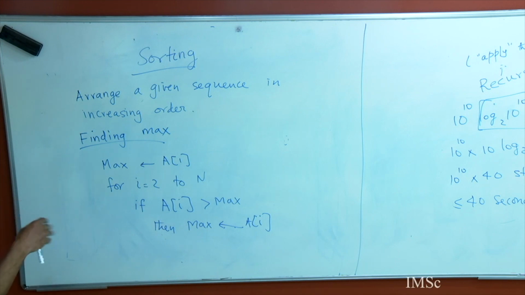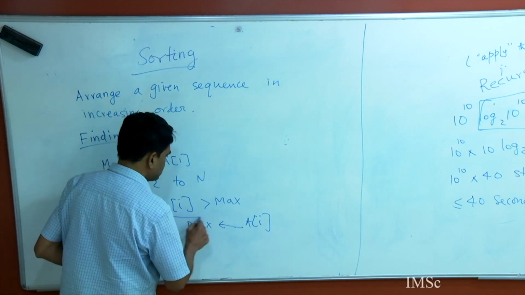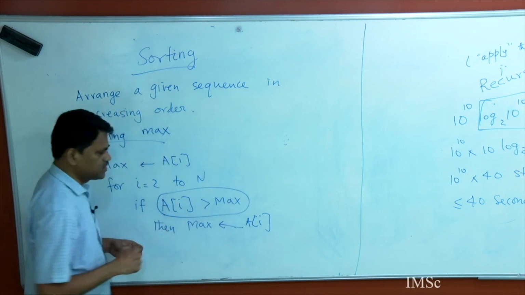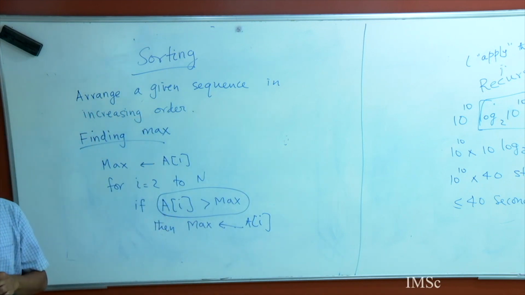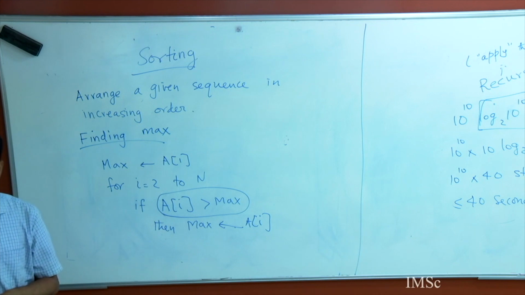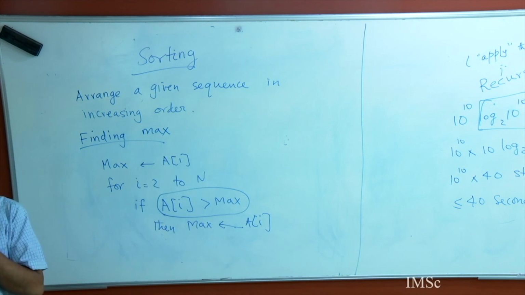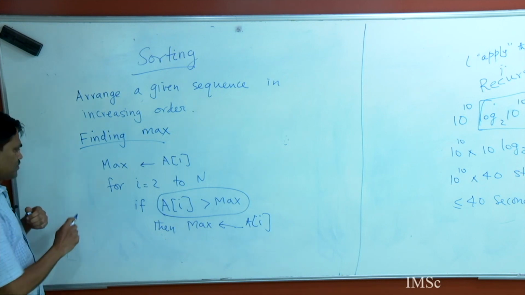So for a while on sorting and these kinds of problems, we will be focusing on this kind of operation, which is called the comparison operation. So how many comparisons are made in this algorithm? How many? N minus 1 comparisons, right?